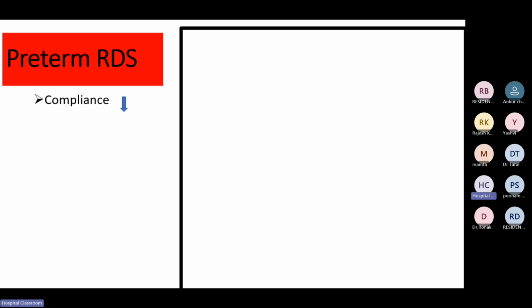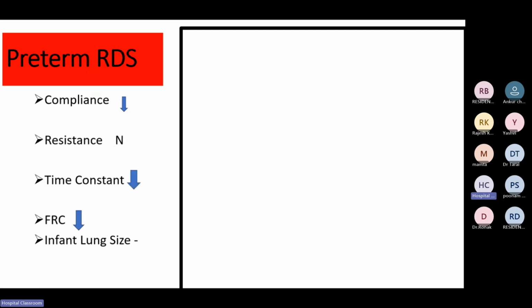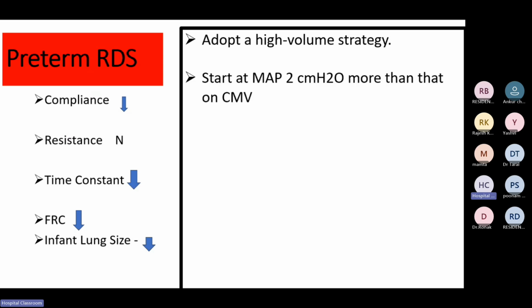So for a preterm RDS, just a rough guide, what happens is that your compliance is low, resistance is normal, the time constant is low, FRC is low, and the lung size is also low. So definitely in these babies, we adopt a high volume strategy. That is, you go for recruitment initially, and you start with a mean airway pressure 2 centimeters higher than that on conventional ventilation.